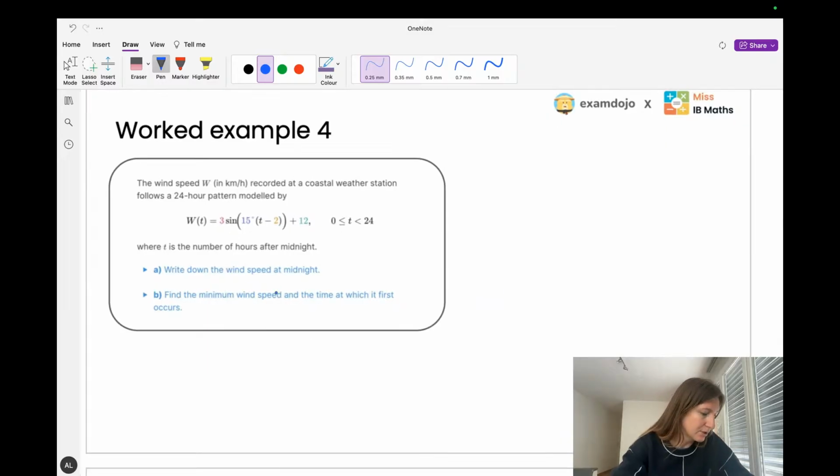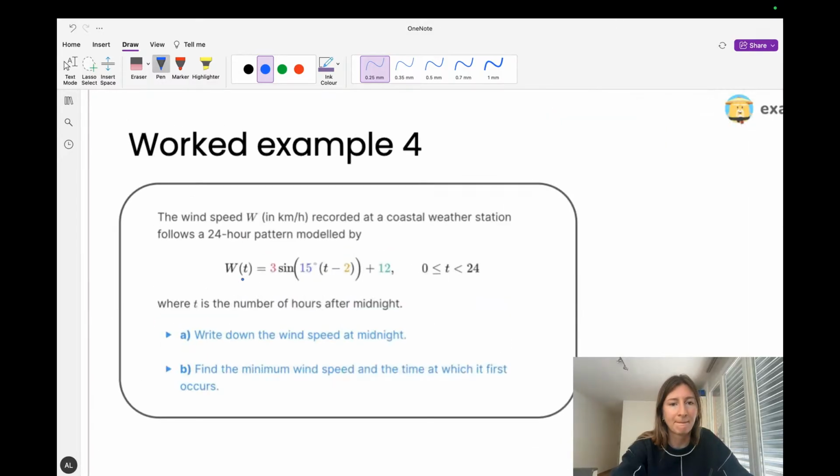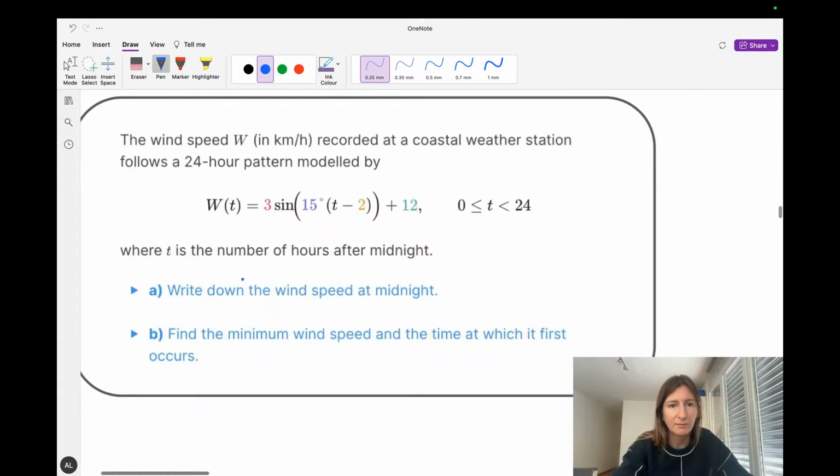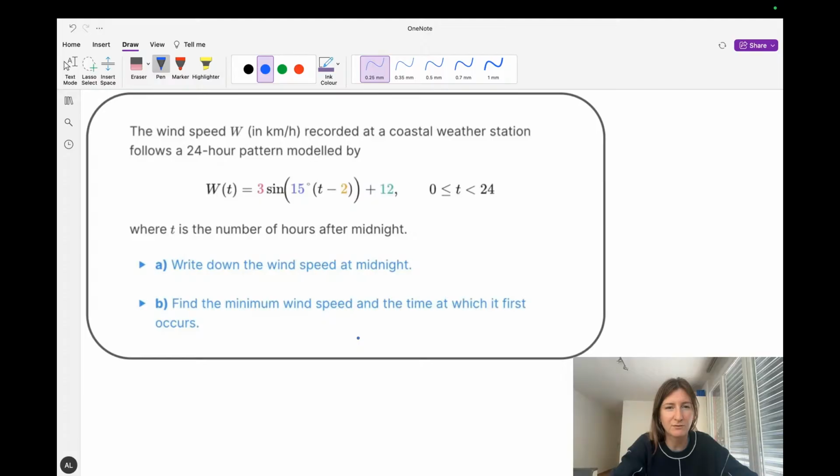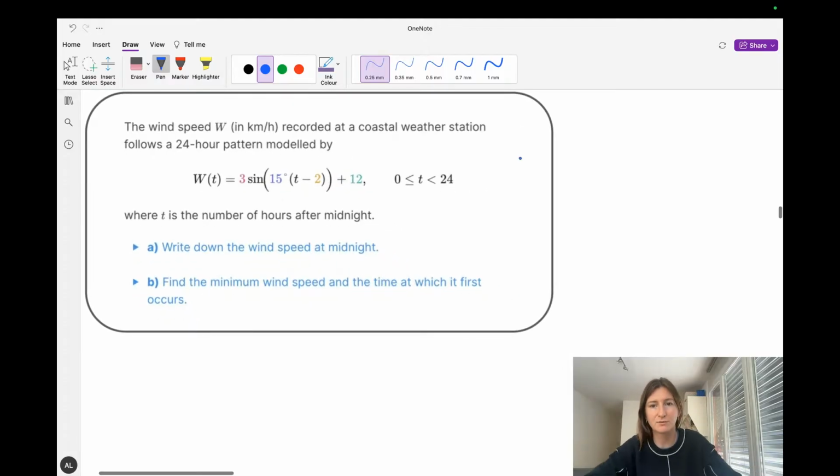Okay, let's do an actual question. Very small, let's put that up a bit. Okay, so wind speed is recorded at a coastal weather station, and it follows a 24-hour pattern. So each period is 1 day. We're going from 0 to 24 hours, and then it restarts again with the next day. I find it quite helpful to draw out what we have already in a rough sketch. So let's say that we are like this. It's a sine graph, important to notice.